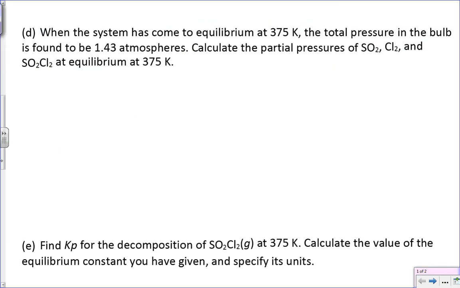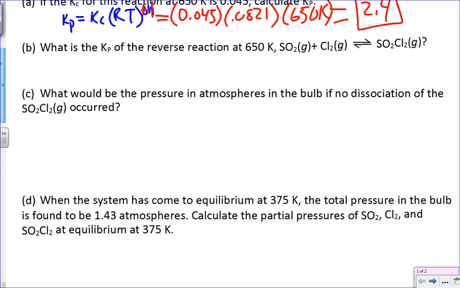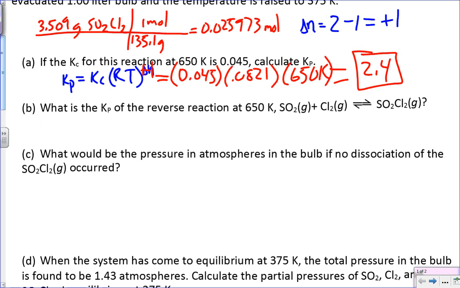B goes on to say, went a little too far there, what is the Kp of the reverse reaction? Well, same temperature, so we know we're dealing with the same situation we had before, Kc of 0.045, Kp of 2.4. And we're reversing the reaction. Now you got to be careful, do not confuse this with what we talked about back when we looked at Hess's law. That's where we're looking at when we reverse, we change the side that energy's on, so we switch the sign of the delta H. Well, that's not what we're looking at here.